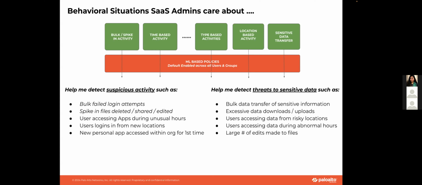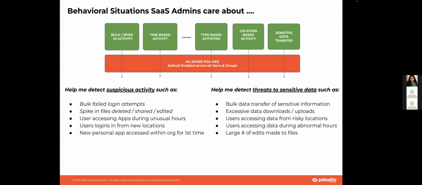For example, a bulk of failed login attempts, or a user accessing files and a spike in files deleted, shared, or edited, or a user accessing applications during unusual hours from new locations, or excessive data download or upload from a risky location or during abnormal hours, and accessing data which has sensitive information, for example any PII or financial data, right? So these are a few examples.